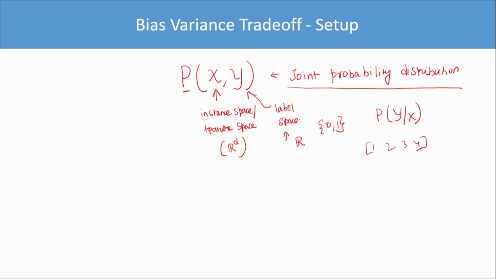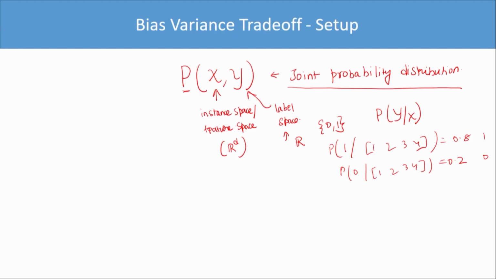For example, take a feature like 1, 2, 3, 4. This is some feature vector in 4 dimensions, and the probability of class 1 given this could be 0.8, and the probability of class 0 given this could be 0.2, and so on. So basically, I wanted you to not miss this: there is an inherent noise.